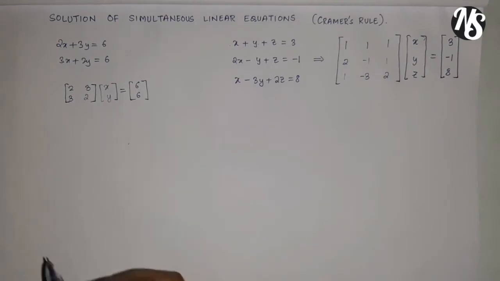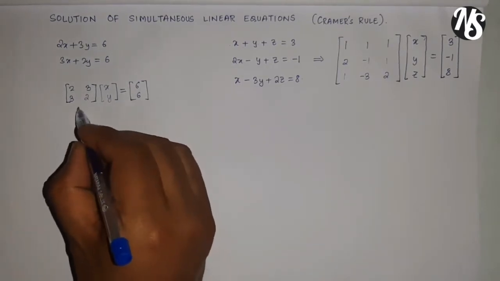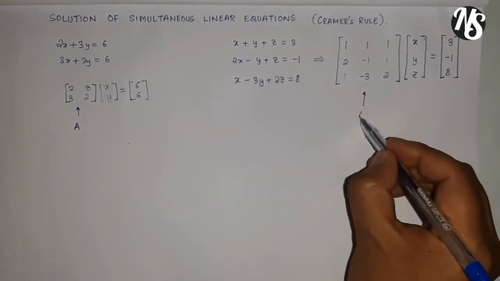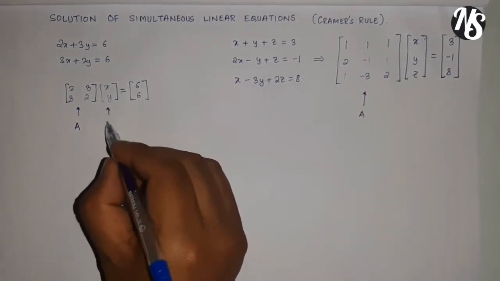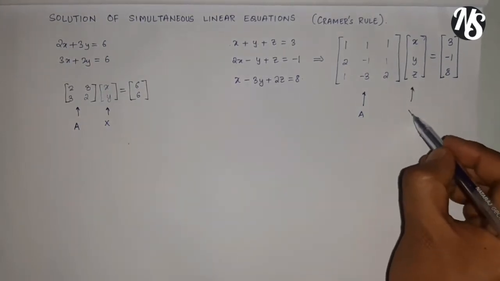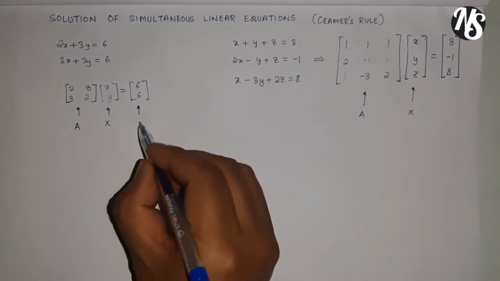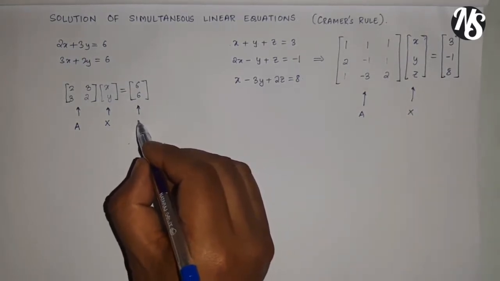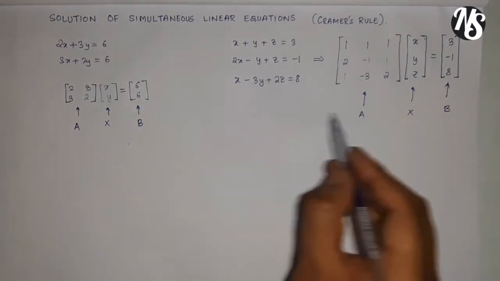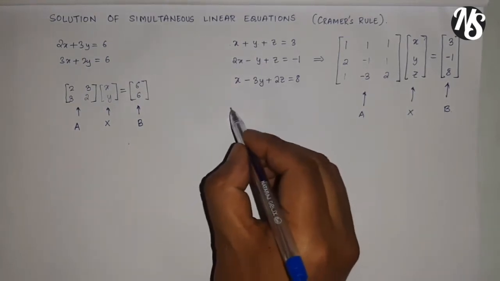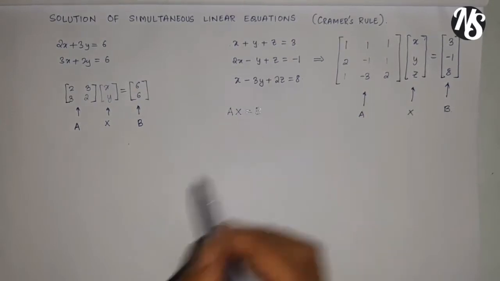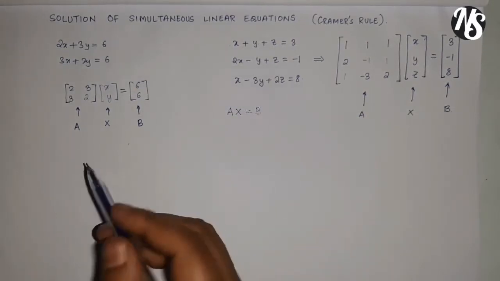Now we call this matrix A. Okay, so this is your matrix A. We call this matrix X, which is unknown. So in this case this is my matrix X. And this becomes my matrix, you can call this B. So this becomes your matrix B. So basically when you combine these, what you see here is AX is equal to B, isn't it? Right?